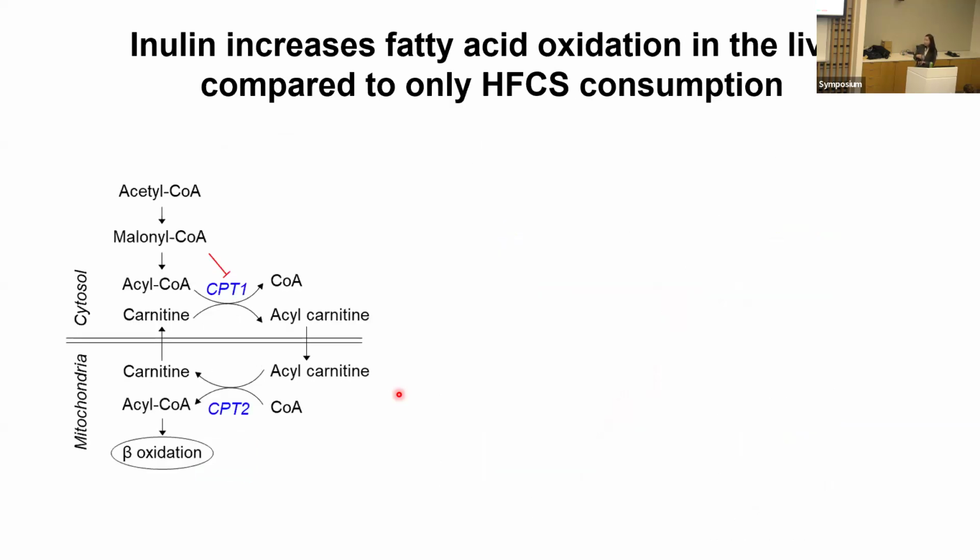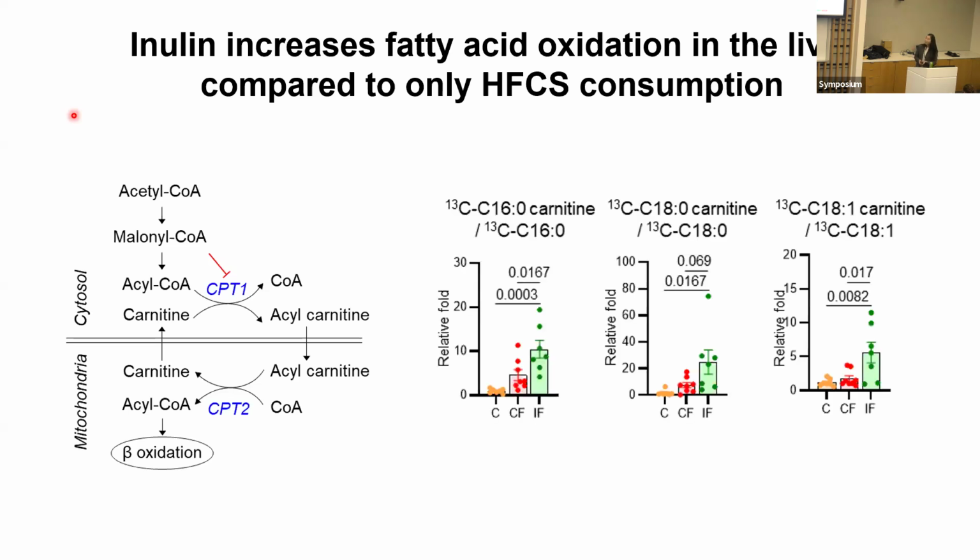Not only lipogenesis, next we analyzed fatty acid oxidation, since malonyl-CoA, one of the intermediates of DNL, can suppress fatty acid oxidation. We measured the labeled acylcarnitine and labeled fatty acid in the liver, and calculated the ratio of substrate and product. Here, inulin increased this ratio, which indicates that inulin increased fatty acid oxidation in the liver.